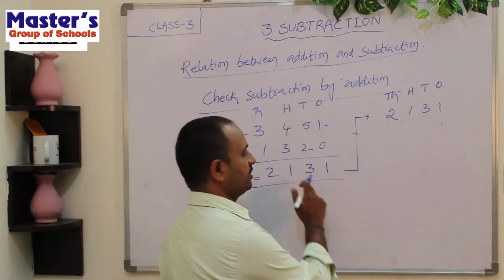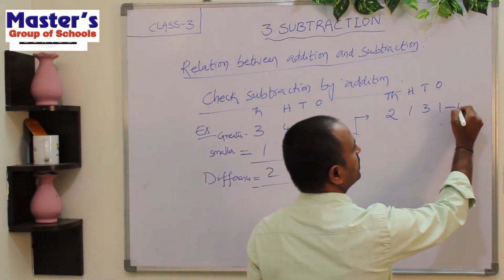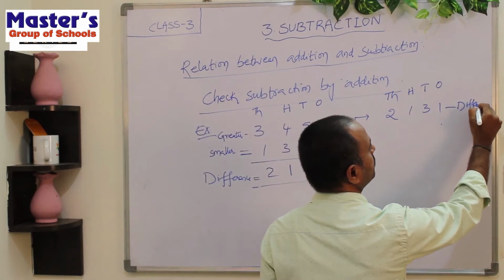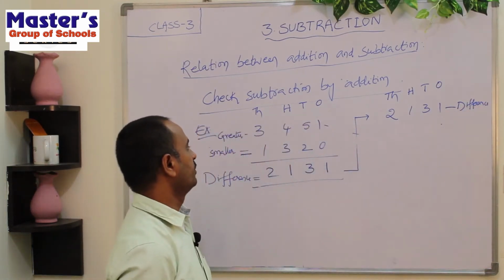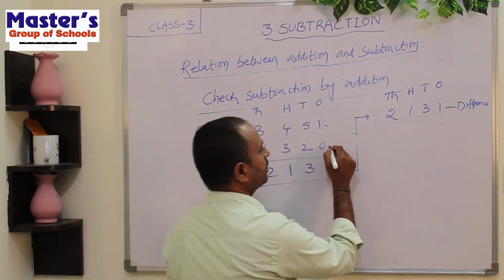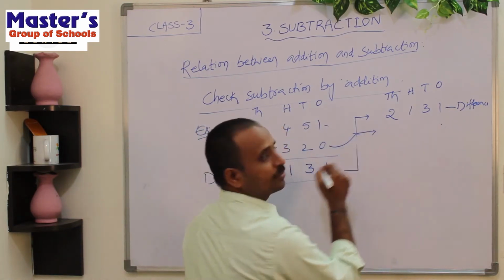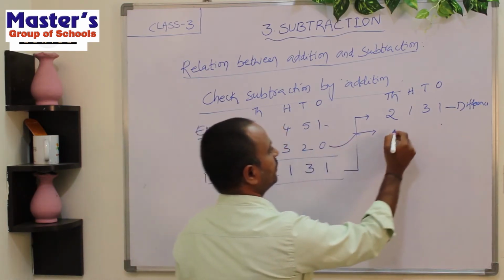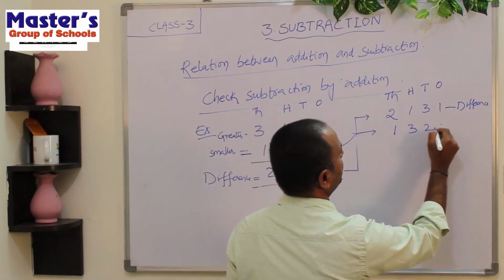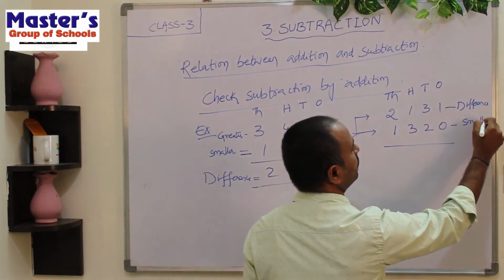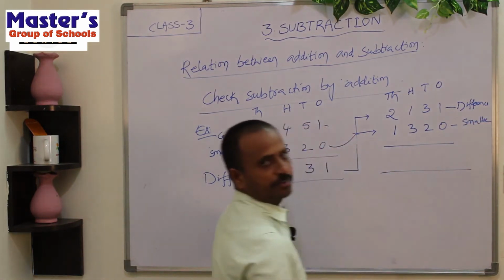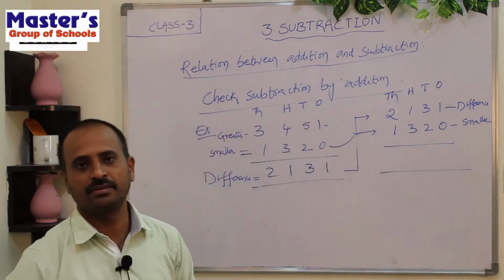Write the difference first. So this is the difference. And we have to add the smaller number to the difference. What is the smaller number here? 1320. This is the smaller number. Then we should get the greater number. Then our subtraction will be correct.